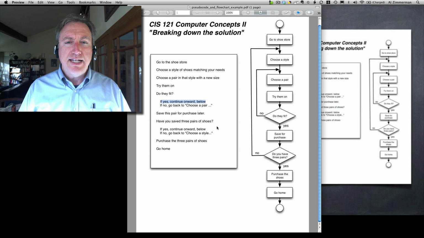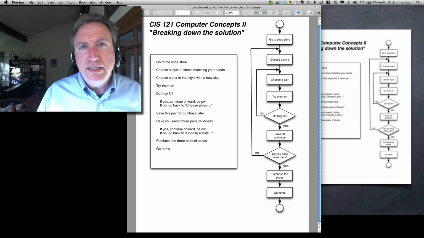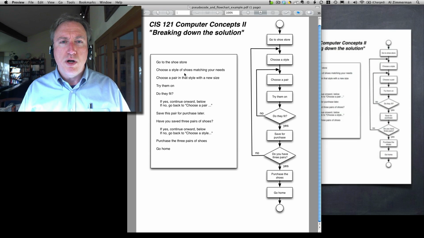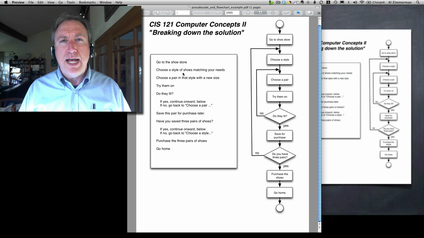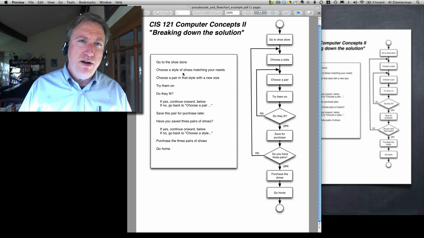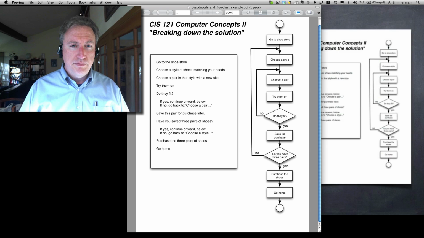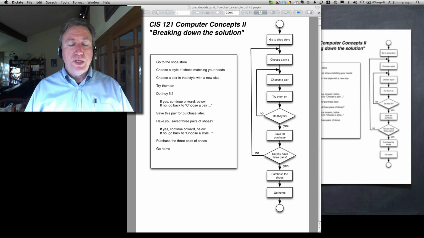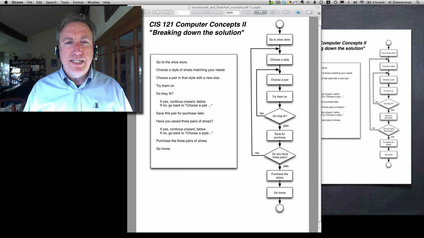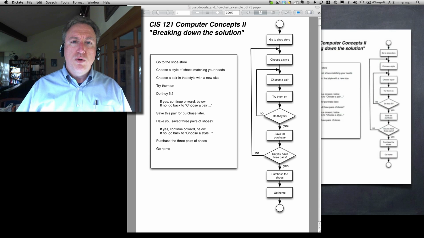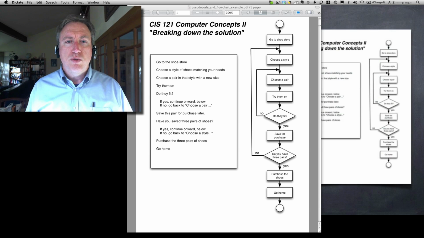On the left-hand side, you can see the pseudocode for this written in human analysis kind of language. Go to the shoe store. Choose a style of shoes that match your needs. Choose a pair in that style to try on. Try them on. Do they fit? Then notice we have an indentation and it says if yes, continue onward below. If no, go back to choose a pair in that style with a new size.